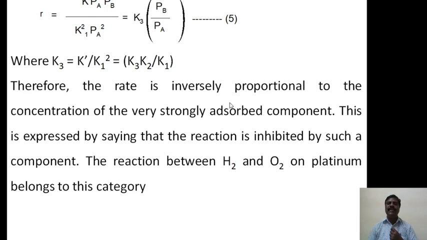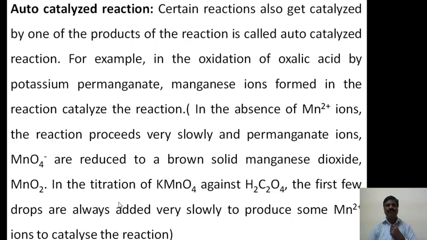Therefore, the rate is inversely proportional to the concentration of the strongly absorbed component, because A is considered strongly absorbed. Therefore we say it is a reciprocal, so the rate of the reaction is inversely proportional to the concentration of the strongly absorbed component. This is expressed by saying that the reaction is inhibited by such a component. The reaction between hydrogen and oxygen on platinum belongs to this category.